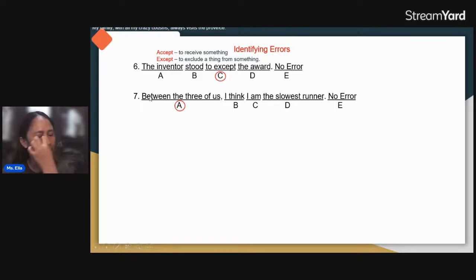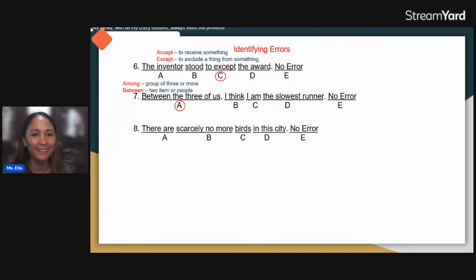In informal conversation, this is acceptable. I mean, between the three of us is acceptable. But technically, by grammar standards, among should be used for a group of three or more. When you say between, it's only two items or people. That's why, since it's the three of us, it should be among the three of us, not between the three of us. All right, so let's continue.